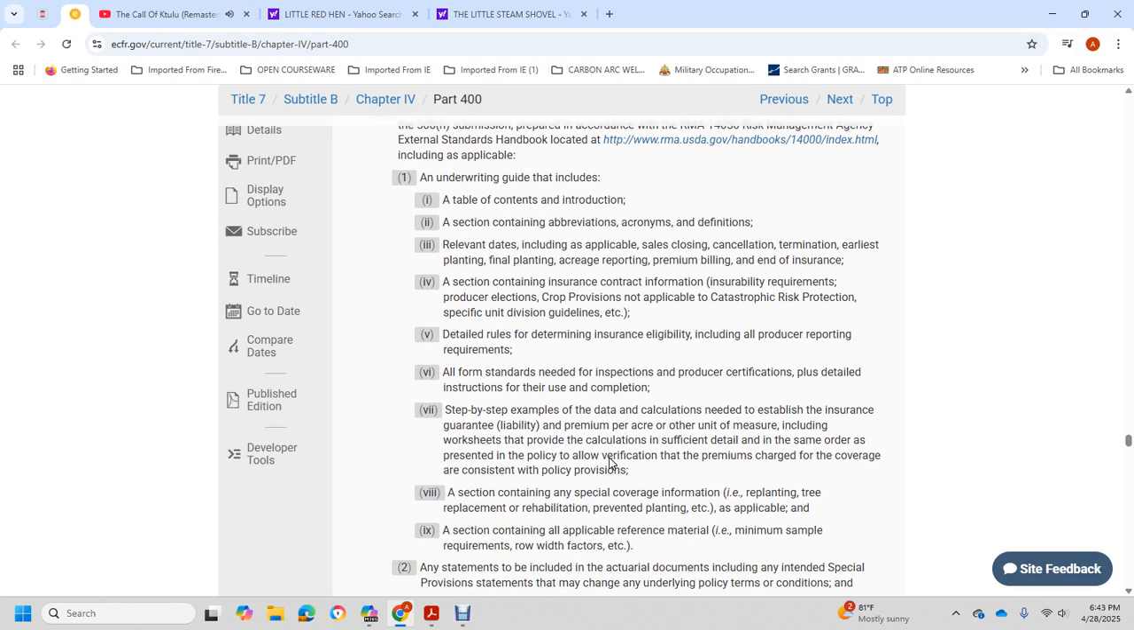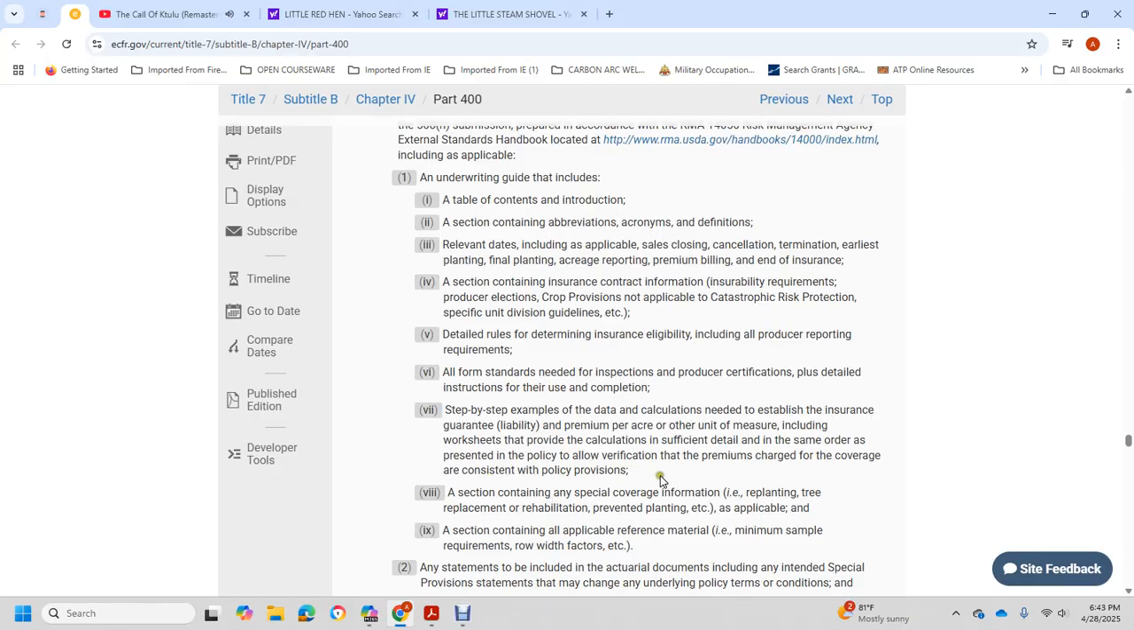Step by step example of the data for the collection and the calculation needed to estimate the insurance guarantee, the premium, and the per acre amount, along with the other unit measures. Include the worksheet providing the calculation in sufficient detail, in the same order as the present policy, with the allowable verification of premium and charge with the coverage, consistent with the policy provisions.